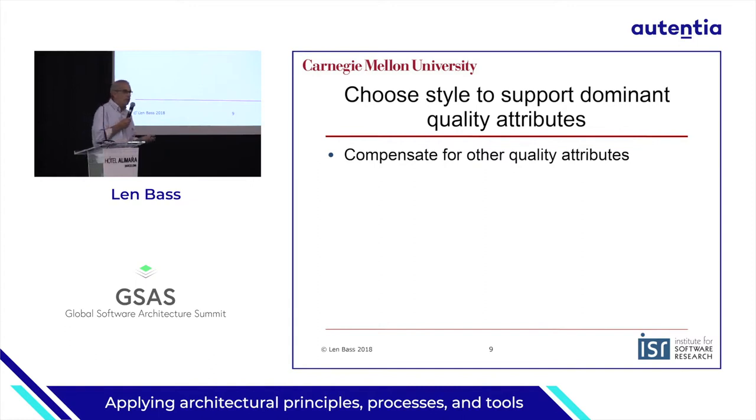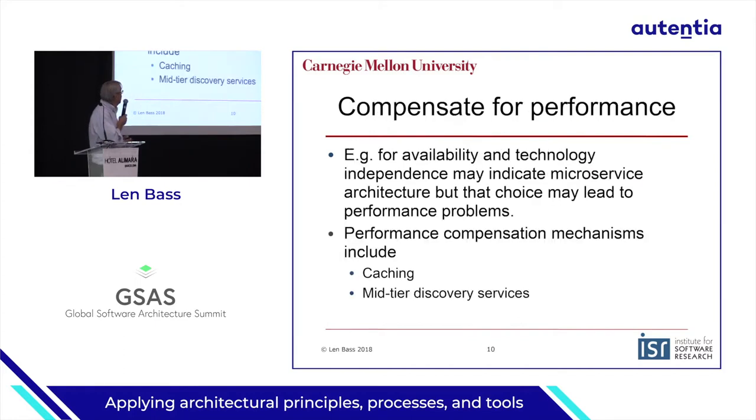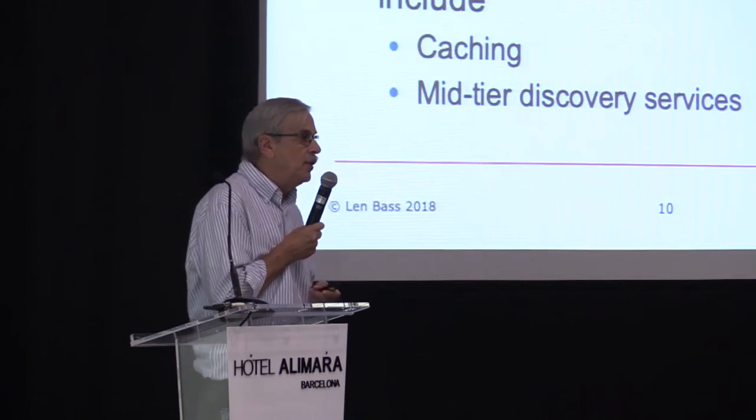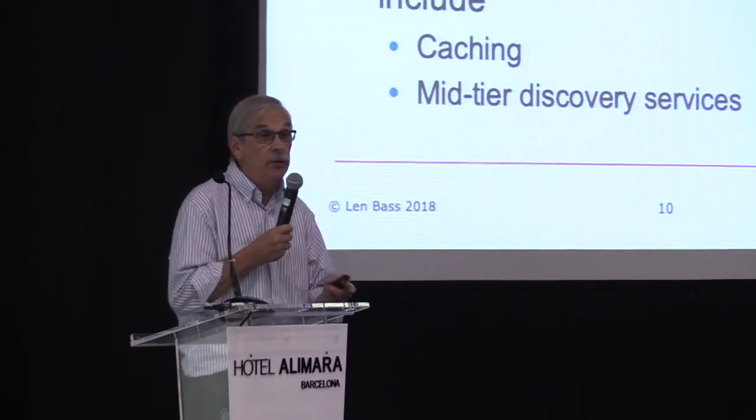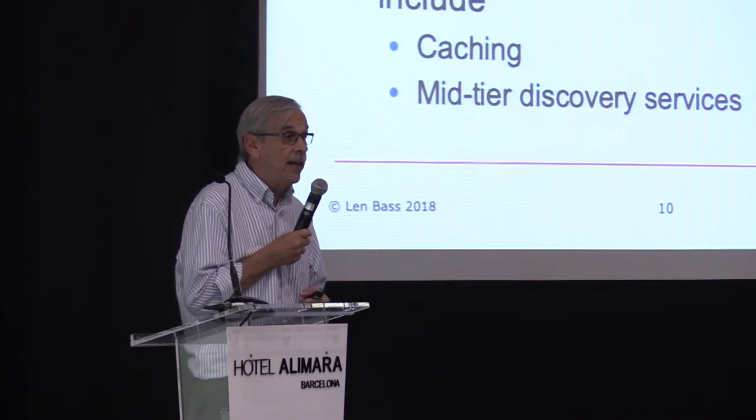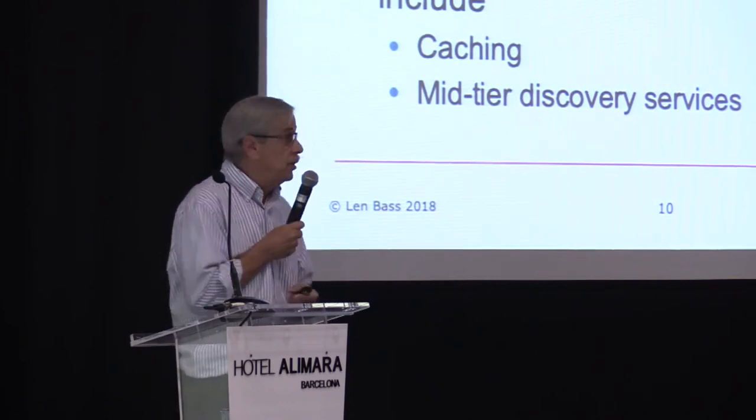But the ones that are most important to you are not all of the quality attributes. And so now you have to start to compensate for the other quality attributes. And let me use microservice architecture as an example. So microservice architecture is really good for availability. It's really good for flexibility. It's good for choices of technologies. It's not so good for performance. Okay, and so what you have to do is, if you're going to use a microservice architecture, you have to compensate for performance.